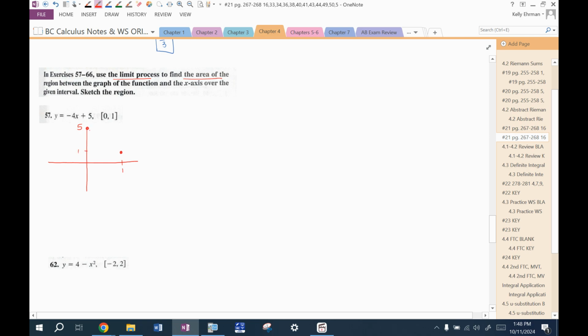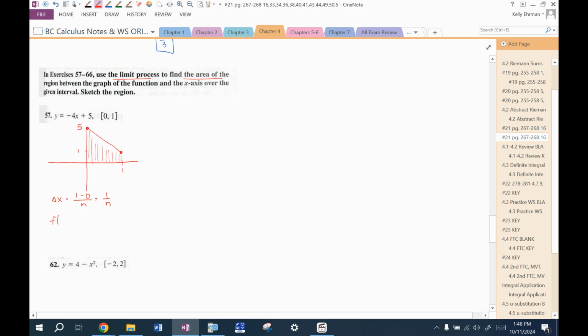Something like that. So here's the graph. We're trying to approximate the area in here like this. To do that, you start with finding a formula for delta x. Delta x is the end of the interval minus the beginning of the interval divided by n subintervals. So it's 1 over n.